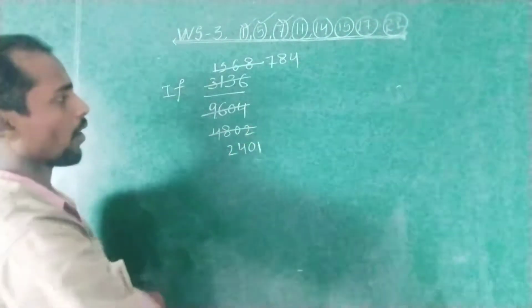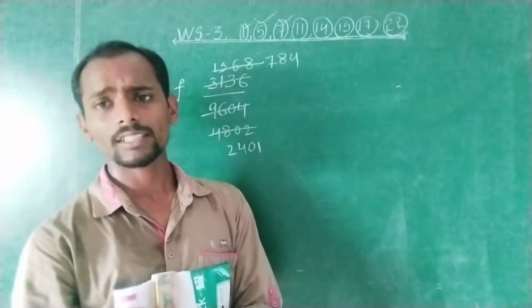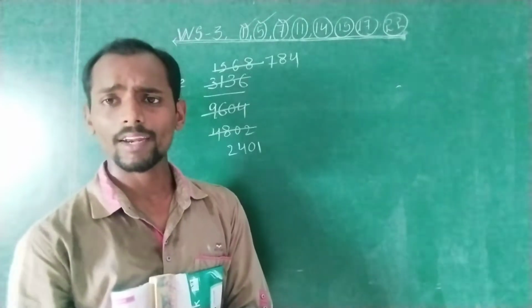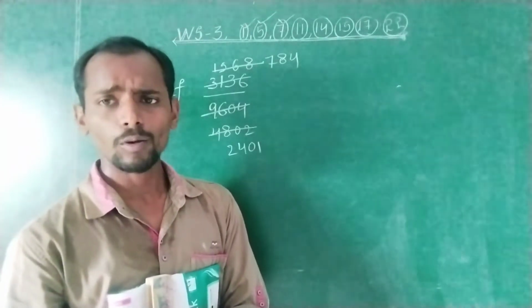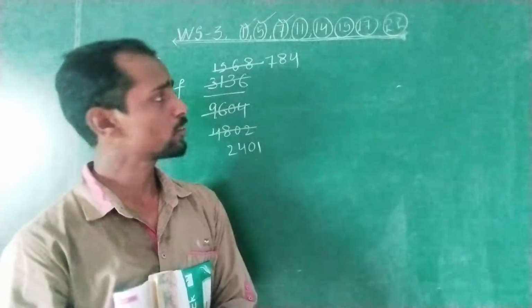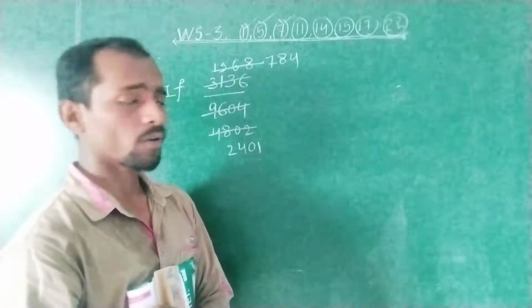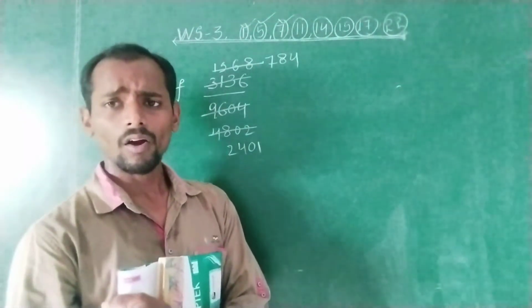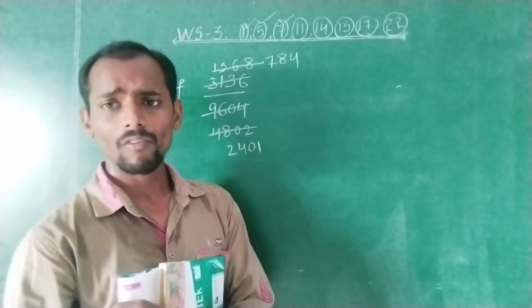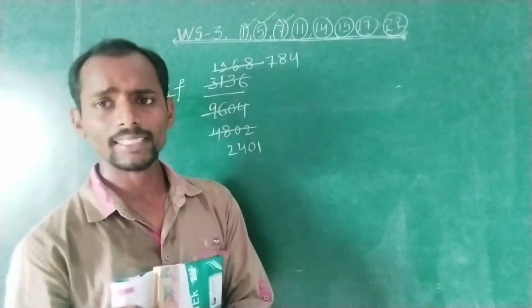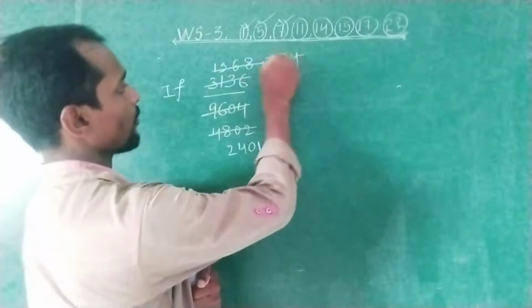Here both are not even numbers. One is even, one is odd. You have to apply the divisibility rules here. Not divisible by 2, not divisible by 3, not divisible by 4. Both are not divisible by 4. Now, not divisible by 5, not divisible by 6. Let us apply 7. Here 7 ones are 7.